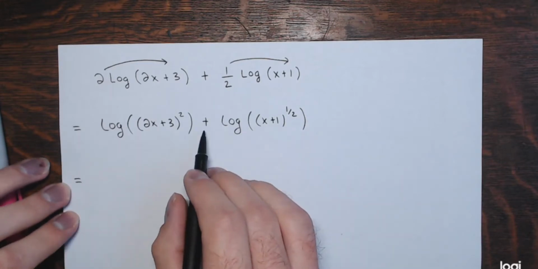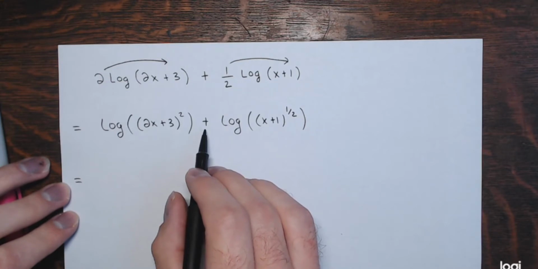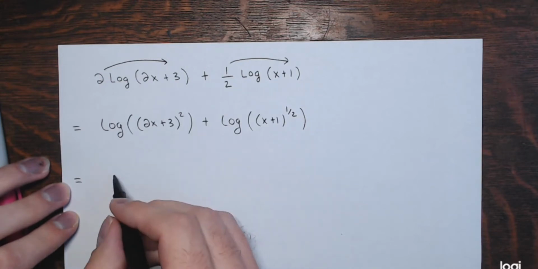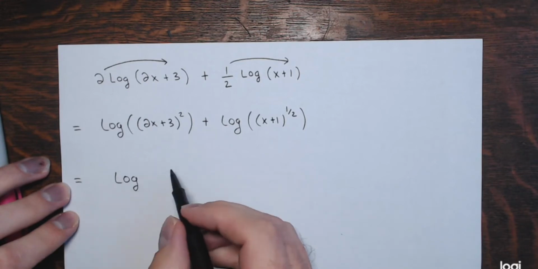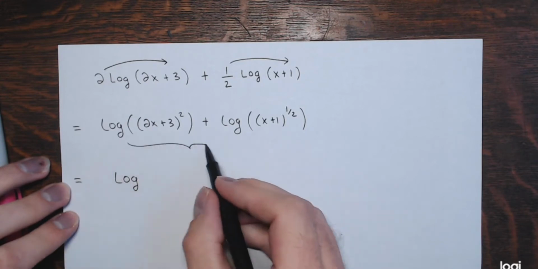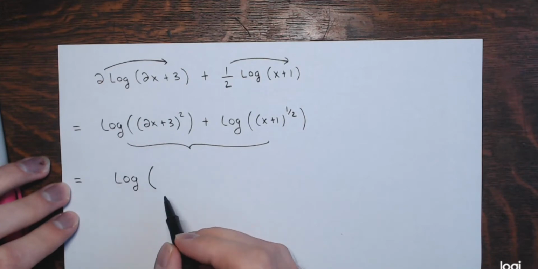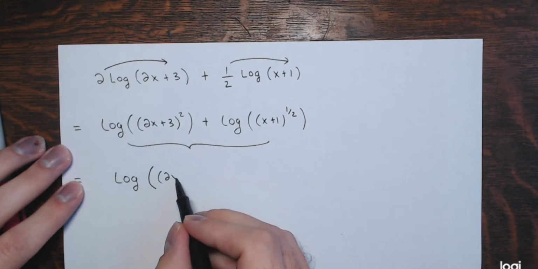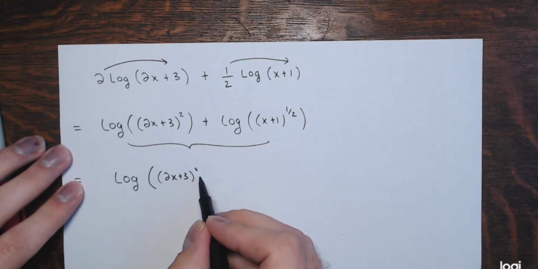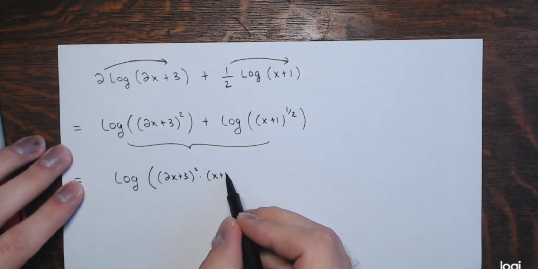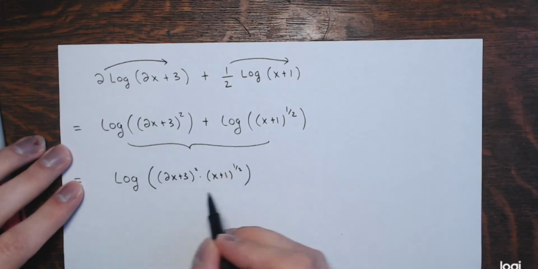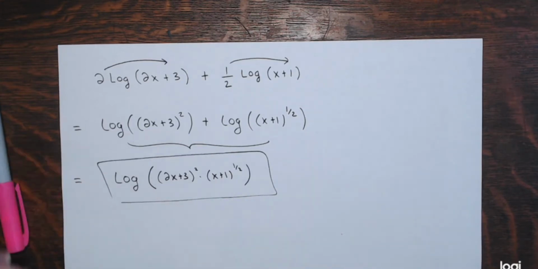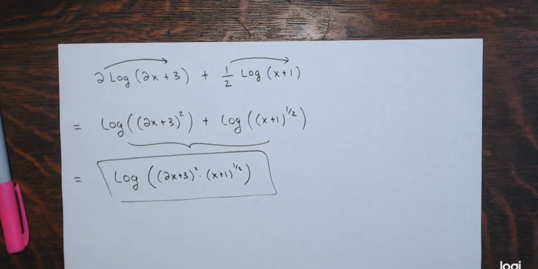And now I have the sum of two logs. Right, sum. So when I put them together as a single log, that's the log of a product. So these two put together make a single log of the product of these two arguments. So the quantity 2x plus 3 squared times the quantity x plus 1 to the 1/2, or the square root of x plus 1 if you want. And that is all we're doing. This doesn't simplify any further. If you want to multiply things out, fine, but I'm not going to do that. And we have a single logarithm. That's all they want.